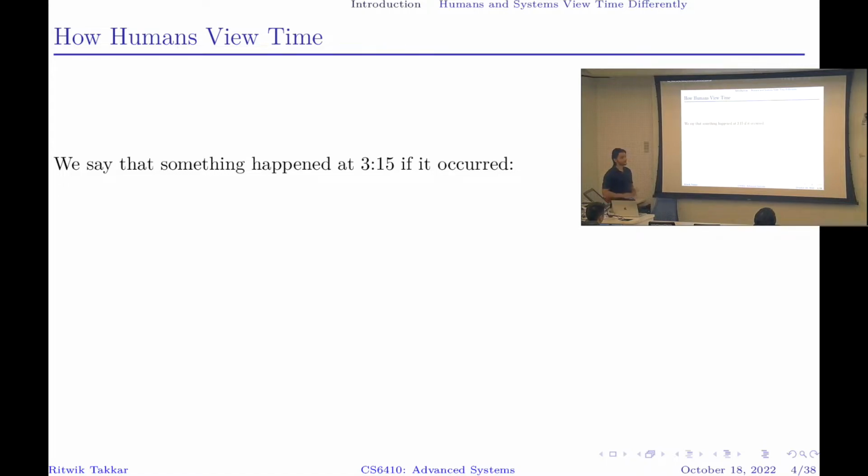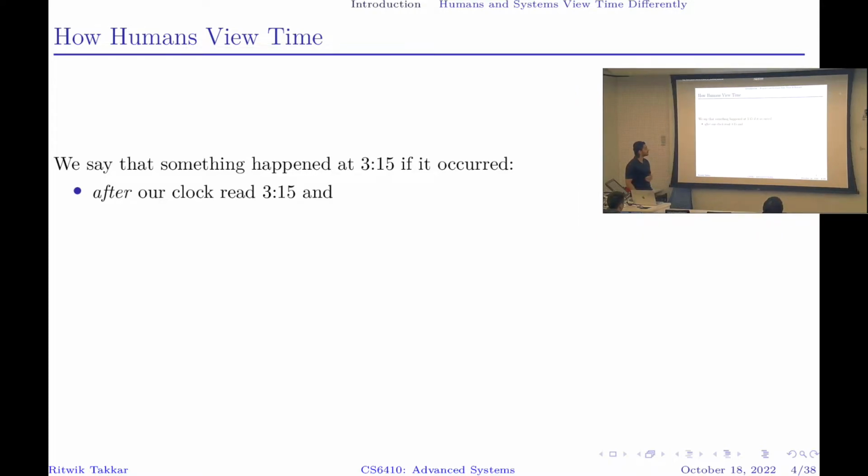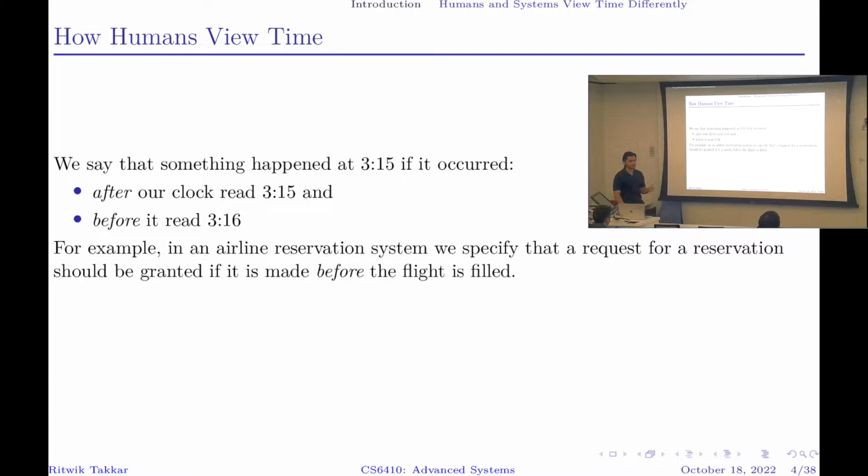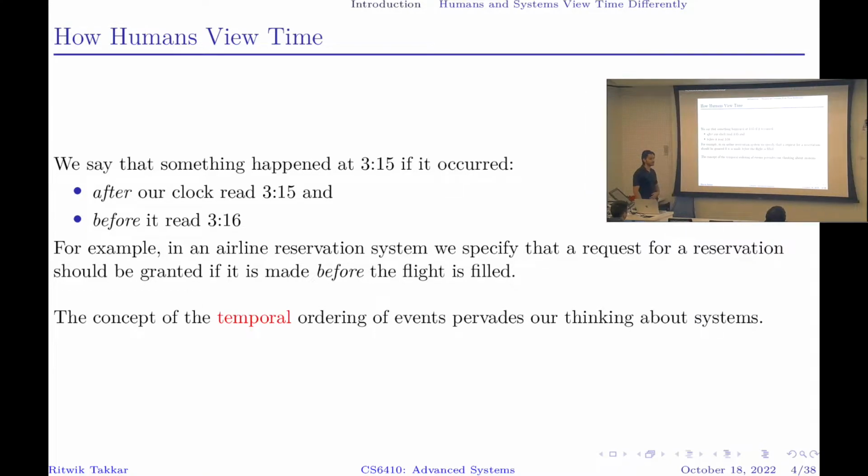So let's start off with how we humans view time. When do we say that something occurred when we use time? We say something happened at 3:15 if it occurs after our watch or clock says 3:15 and before it says 3:16, a.m. or p.m. You can take an airline reservation system, for example. You specify that a request for a reservation is granted before the flight is billed. Kind of pointless if it's made after. So essentially, we humans really use temporal ordering of systems when we think about time. But machines think differently.